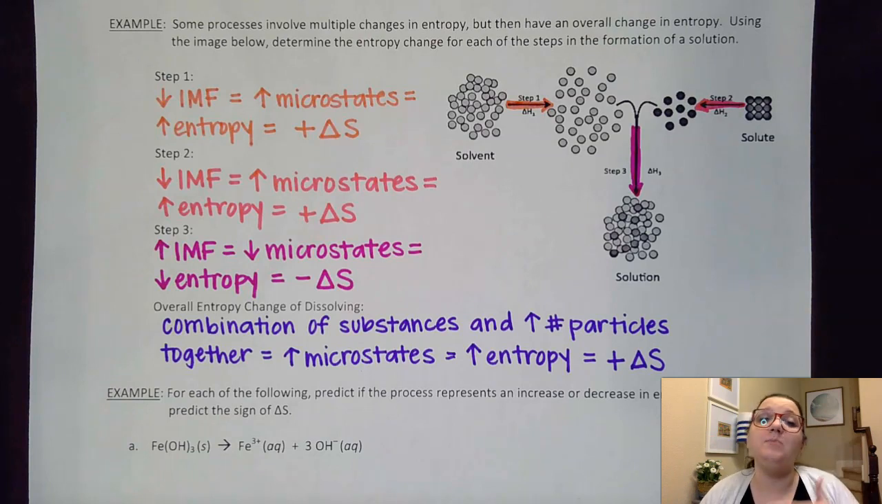So anytime I'm doing a solution formation, a dissolving process, overall, I'm going to see a positive delta S value, even though my steps individually could be positive or negative.